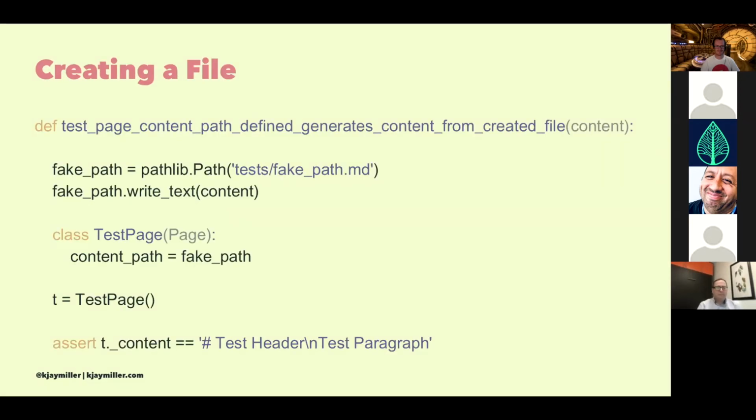So creating a file, really simple. Create your path, give it a folder, add some content to it. As you can see here, we added all that data in there. And then we said, here's our page object. Let's create it. And we're going to assert that underscore content is equal to what we expect. This works perfectly fine.